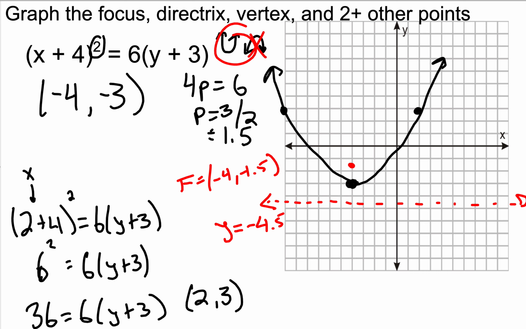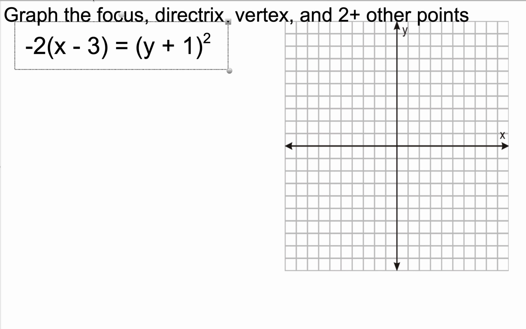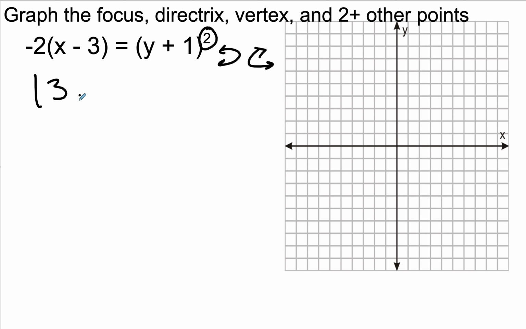Beautiful. Here we go. I'm moving on to this one right here. Wow. Okay. Another one. And let's take a look at what we got going on here. So here, I kind of tried to trick you. Squares on the y. So it's a left or a right. Okay. Vertex has got to be 3, -1. And 4p is equal to -2. So p is equal to -1/2.